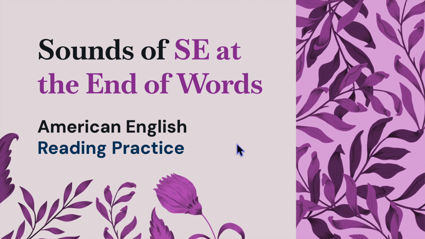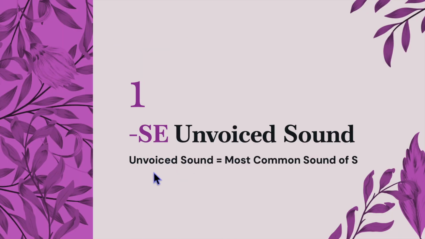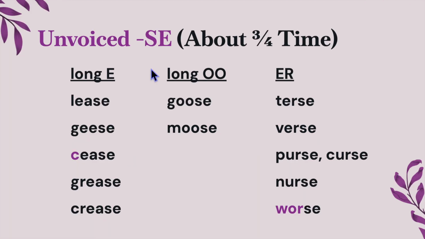SE at the end of a word can have two different sounds. The most common sound is the unvoiced sound of S, which is the S sound. The unvoiced sound will be used about 3/4 of the time if the word is 5 letters or longer. All of these words will use the long E sound. So we have lease, geese. This C will have the soft sound of S because of the E.